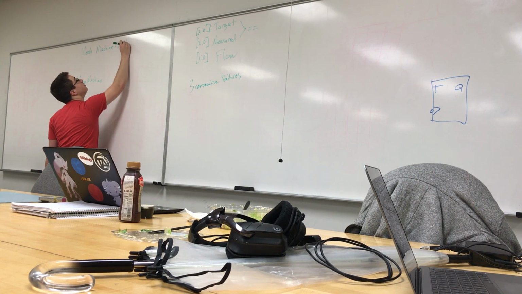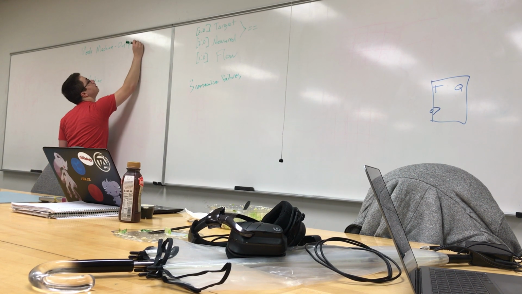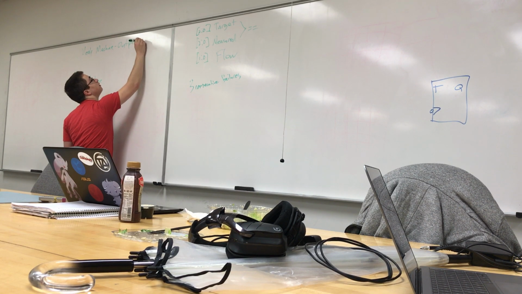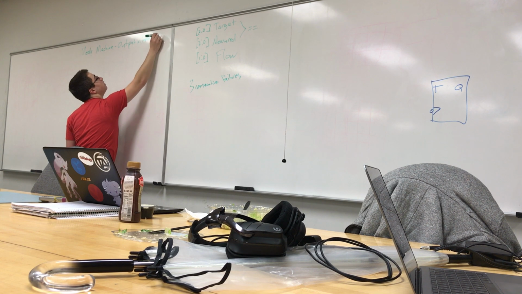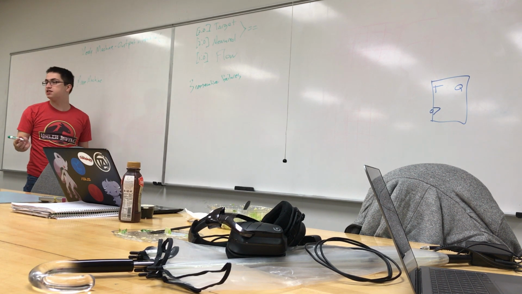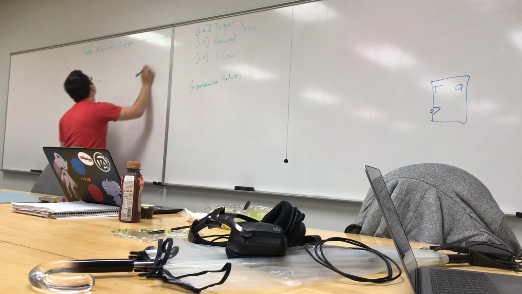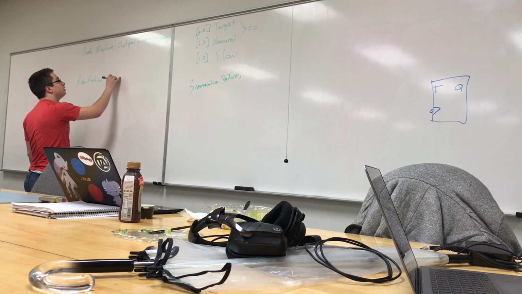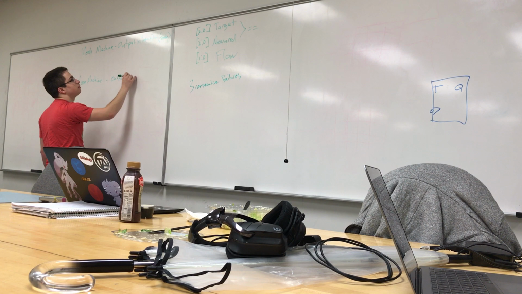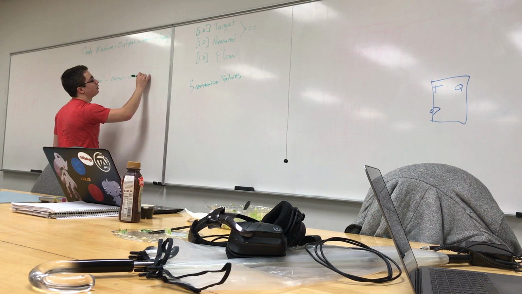So in a Mealy machine, you're correct. The output depends on some kind of input and the current state. In a Moore machine, the output is simply dependent on the state. Okay?